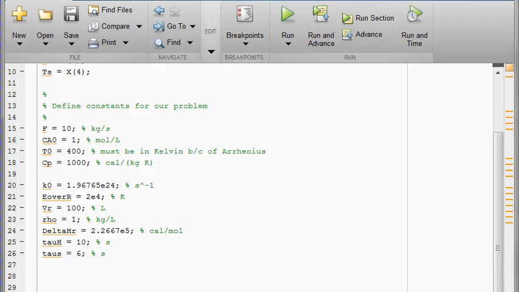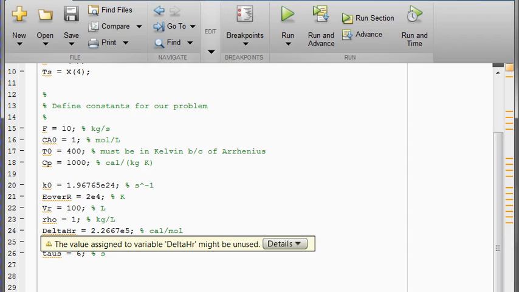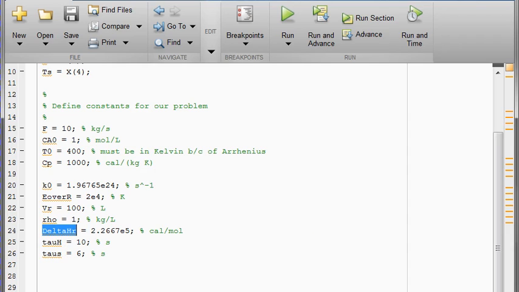We also have our other constants in our problem, like the base reaction rate constant, our activation energy normalized by R in Kelvin, our reactor volume in liters, our density of the fluid in kilograms per liter, our delta H of reaction, and our two time constants, one for the heat load and one for the temperature sensor. Now there's something I want to point out here.